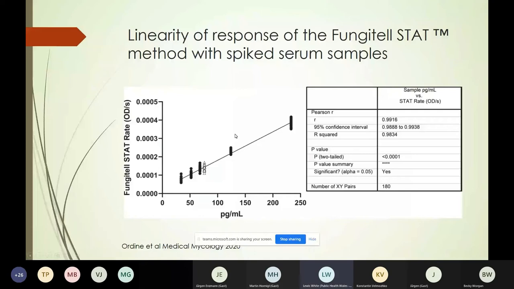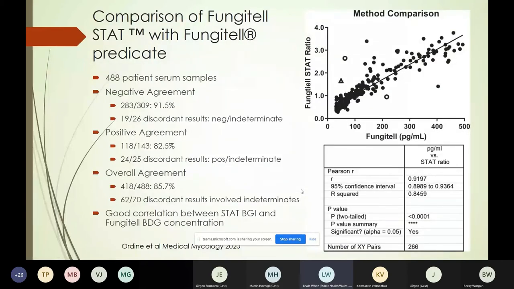In relation to actual clinical specimens at this time, they looked at 488 patient specimens and looked at negative agreement, which is around 92%, and positive agreement, which is slightly less, around 83%. But what you can see from both of these sample populations is that most of the discordance comes around the indeterminate results. In my experience, if it's a low positive for glucan using the Fungitell, it's potentially going to be indeterminate using the STAT. And if it's indeterminate using Fungitell, it'll likely be a strong negative, as we would call it, using the STAT assay. So overall agreement was around 86%. As I said, most of the discordant results involved the indeterminates. But again, a good correlation between the STAT ratio and the Fungitell concentration, again a significant Pearson's R.